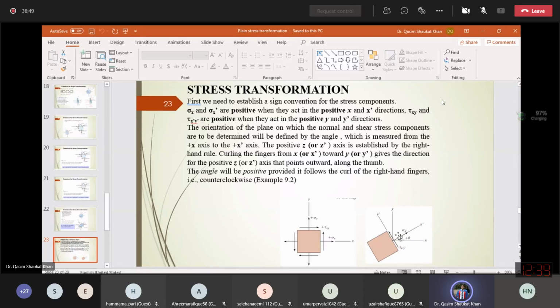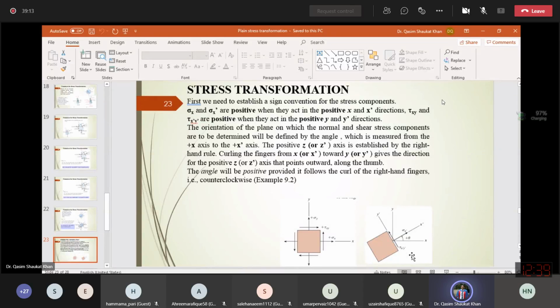So this angle will be considered positive. Basically, moving from the x to the x dash axis, curling your fingers from x to x dash axis, your thumb will point out of the plane. So this sign convention is counterclockwise, x to x dash axis, and this will be considered positive.